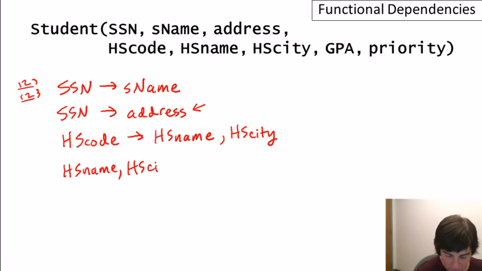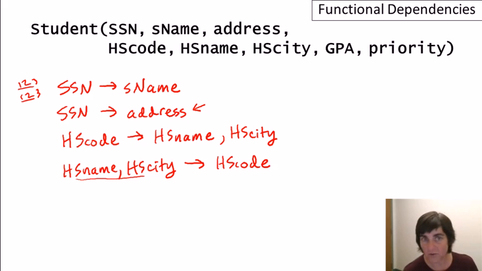If we have a combination of high school name and high school city, I'm going to assume that's unique, that there's never two high schools with the same name in the same city. And if that's the case, if that's unique, then we would expect a functional dependency to the high school code. Anytime we have the same name and city, we're talking about the same high school, so we should have the same code. What other examples do we have?